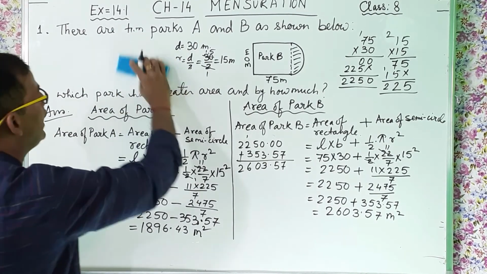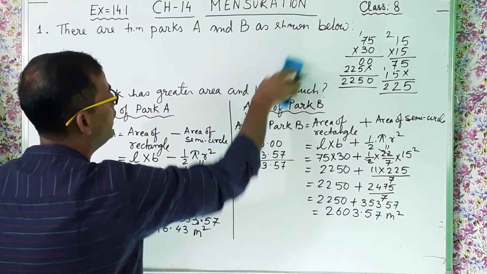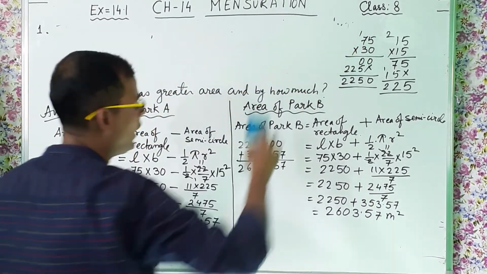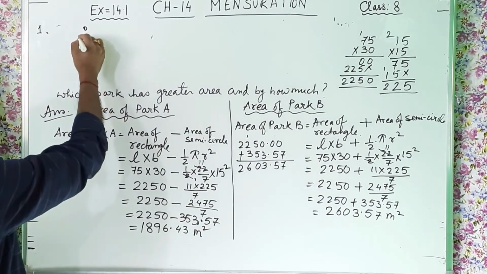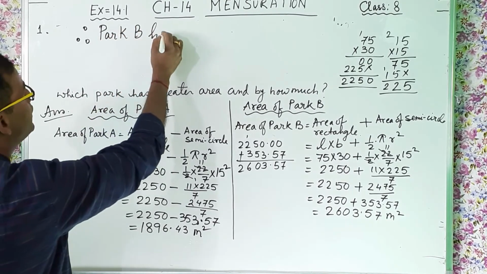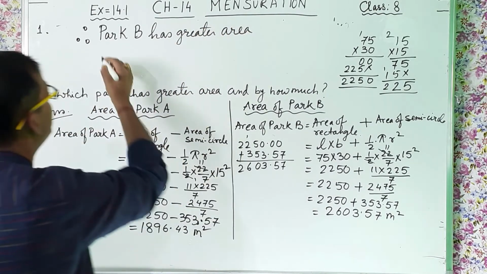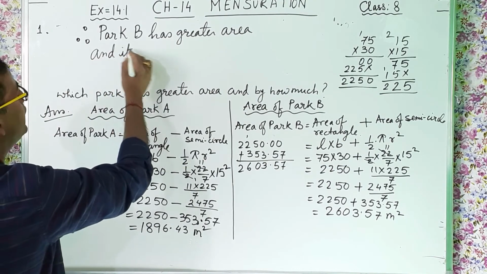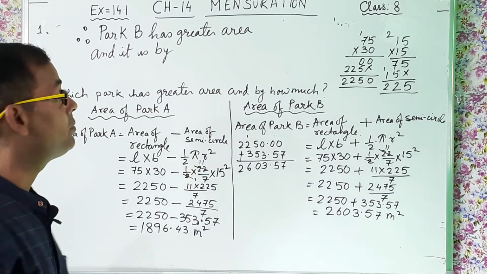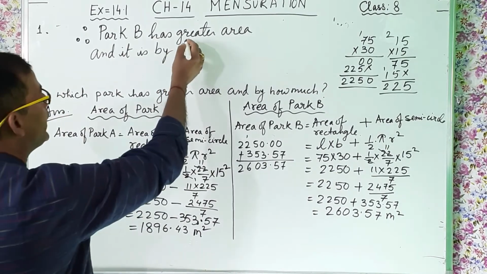Now, the last part, all the calculations are being done. So, the last part, what we will do? If I rub and I will write which park has greater area? Therefore, park B has greater area, and it is by how much? They asked, by how much, and if we subtract these two, we will get the answer, clear. So, we will subtract it.